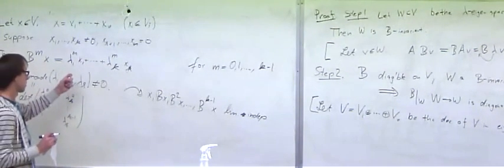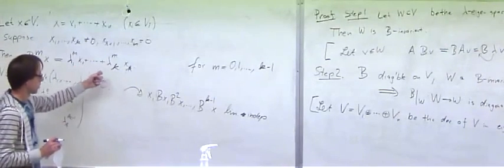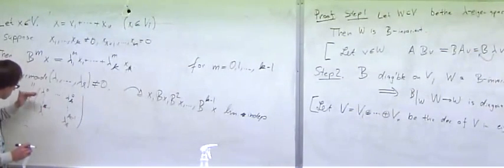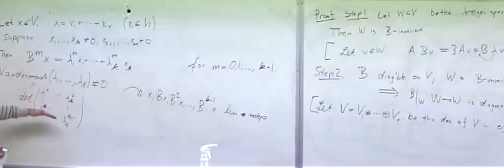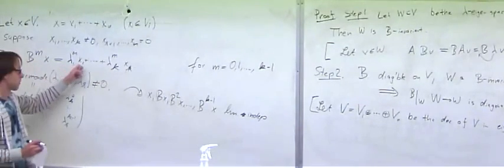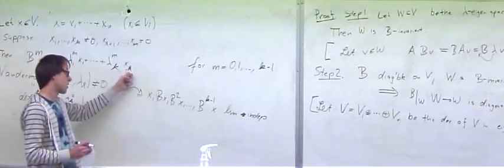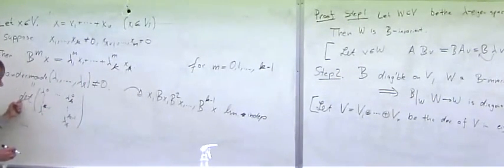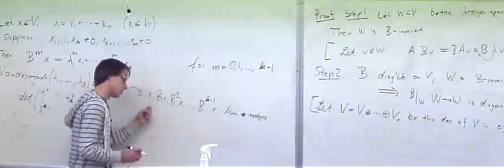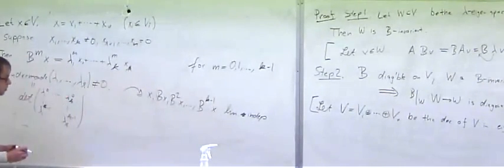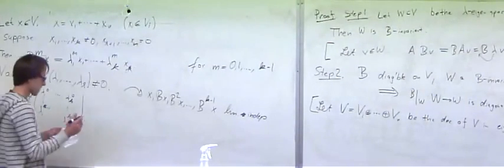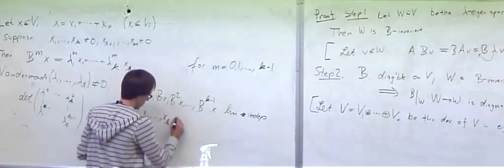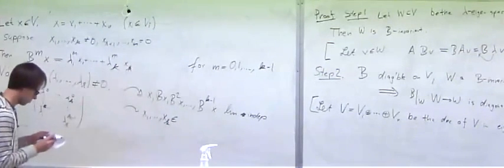So x1 through xk are linearly independent, and the rows of the matrix give the coefficients of B^m of x in terms of x1 through xk. As the matrix has non-zero determinant, this says that these vectors are linearly independent. And from this, I can conclude that x1 through xk are in W.